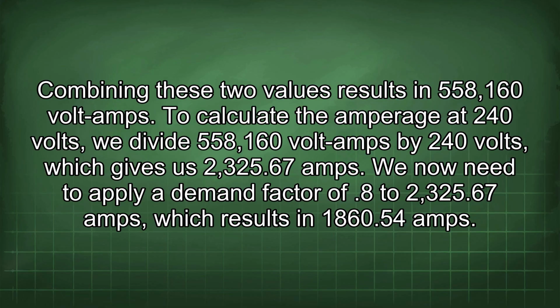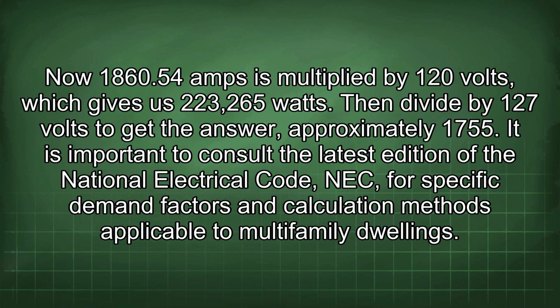558,160 volt amps. To calculate the amperage at 240 volts, we divide 558,160 volt amps by 240 volts, which gives us 2325.67 amps. We now need to apply a demand factor of 8 to 2325.67 amps, which results in 1860.54 amps. Now 1860.54 amps is multiplied by 120 volts, which gives us 223,265 watts. Then divide by 127 volts to get the answer, approximately 1755.